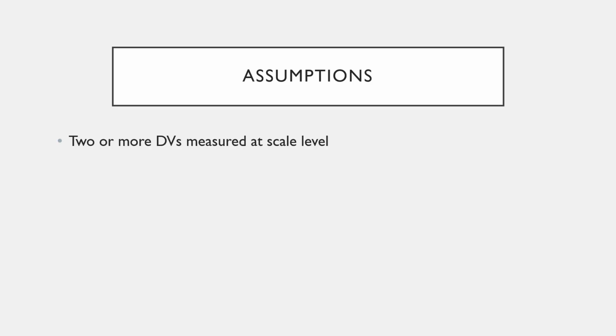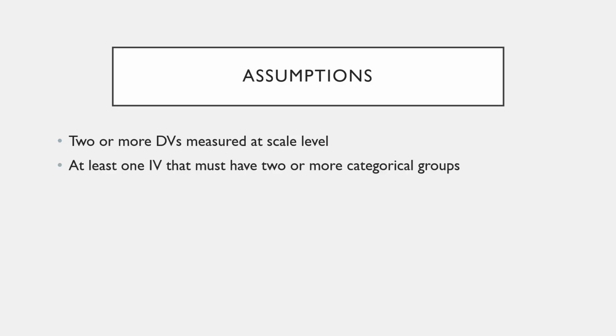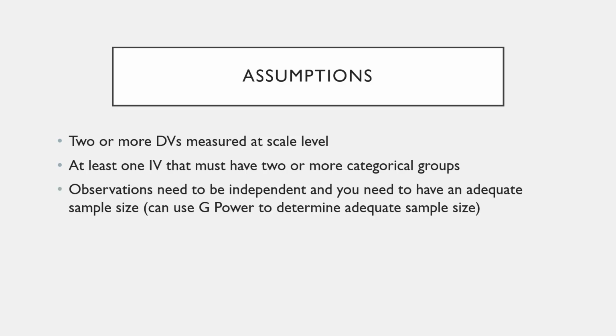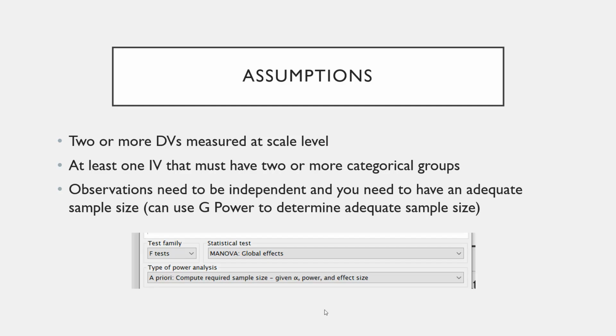The first is that two or more dependent variables are measured at scale level, meaning they're interval or ratio. At least one independent variable that must have two or more categorical groups. Observations need to be independent, and you need to have an adequate sample size. You can use G-power to determine adequate sample size. Here's a little snip. You go to the F-test, and you can start with the global effects.